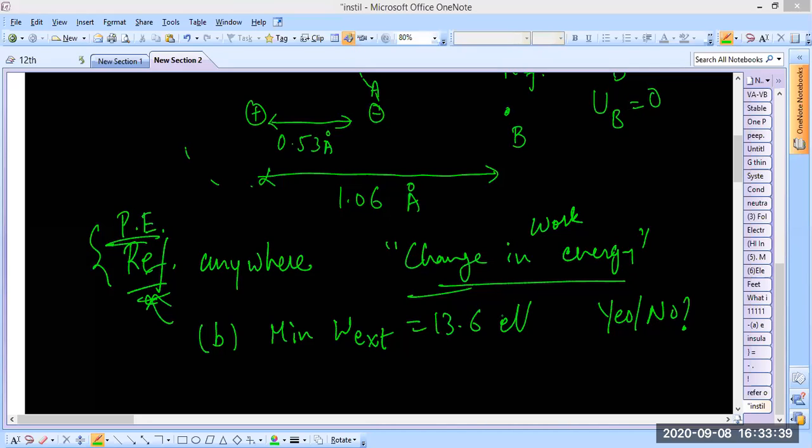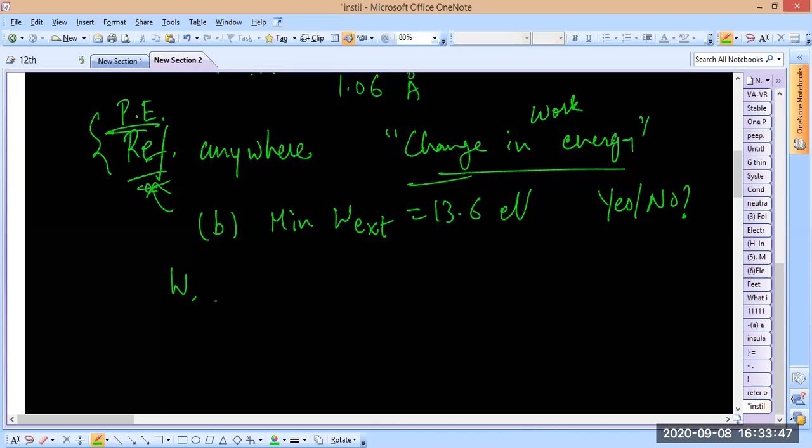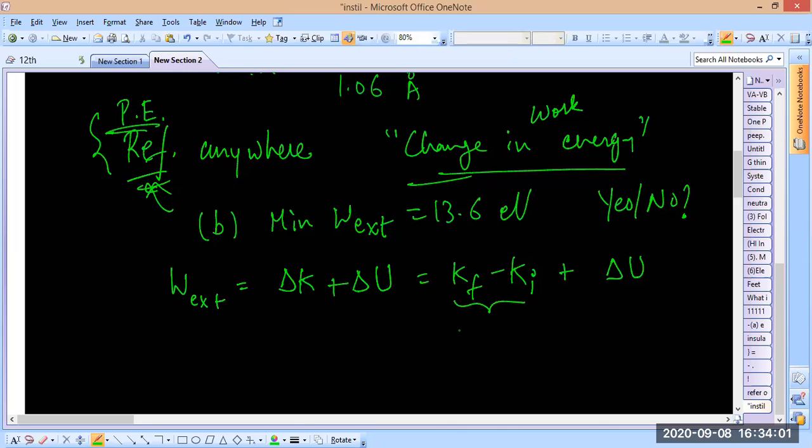Okay. For anyone who would like to understand this better, I'll just explain it in one line. You can write it like this. Clearly, kinetic energy does not depend on reference, and delta U also does not depend on reference. So what I'm saying is that this external work does not depend on reference. So that's why the answer will remain same.